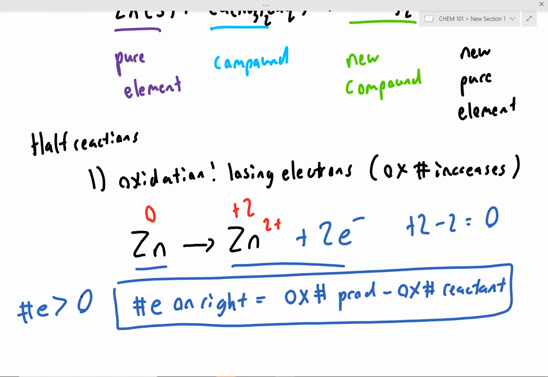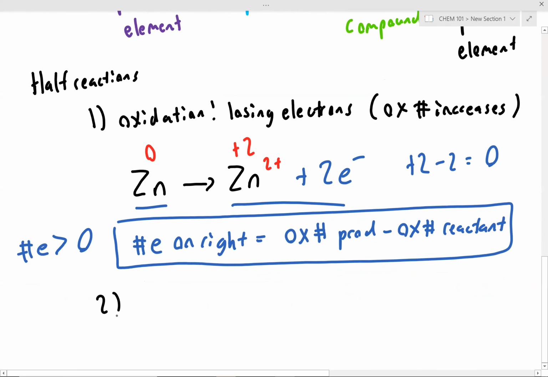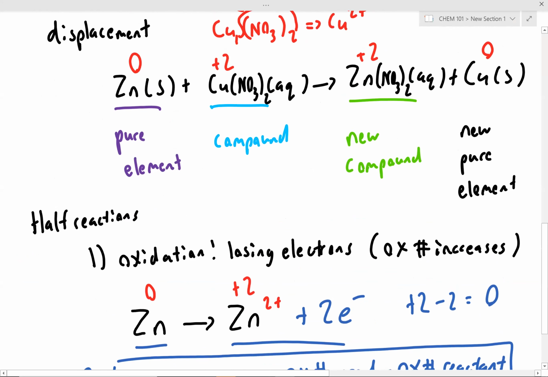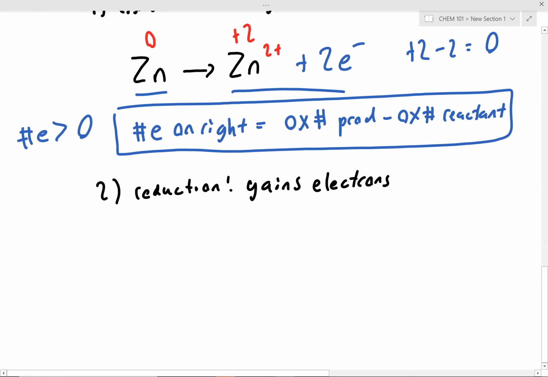Now, the second half reaction that we're going to look at, number 2, is known as the reduction half reaction. So we're thinking about what species gains electrons. In this case, what species is gaining the electrons? Copper, yep, it's going from +2 to 0. So for copper, you're starting with copper 2+ and you're ending up with copper solid.